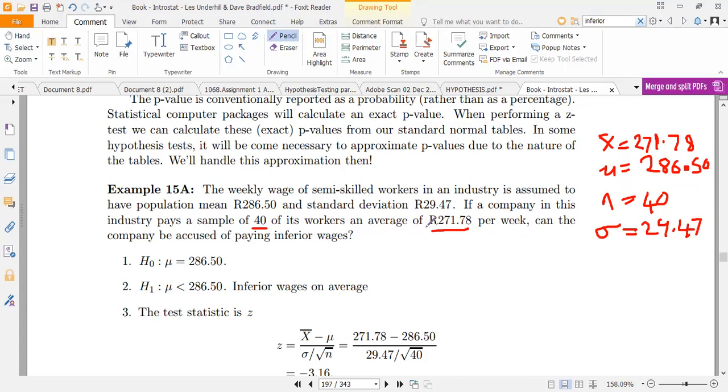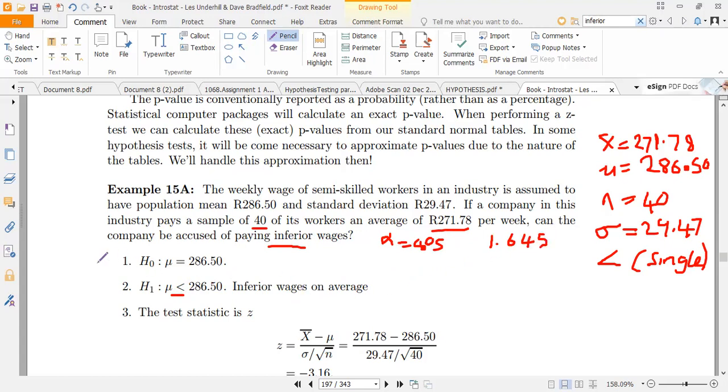Then the word inferior means what? Less than. So it's a single-tailed test. If it was silent, if you just say test the difference, that is the double-tailed test, it's unbiased. But this one already, you can tell that this is less than. That's why I'm putting less than here. Since you're not given a level of significance, the standard is 5%. What is our Z at 5%? 1.645.